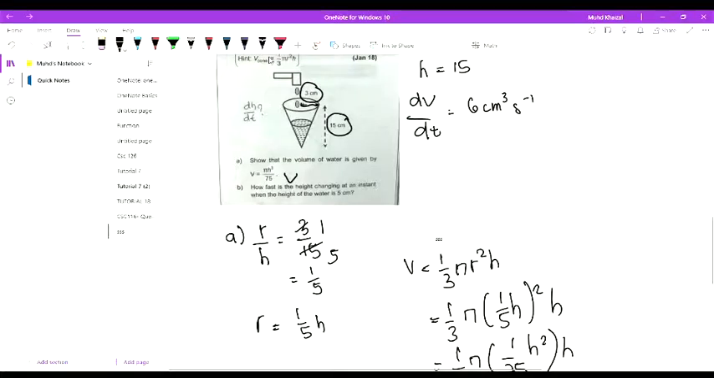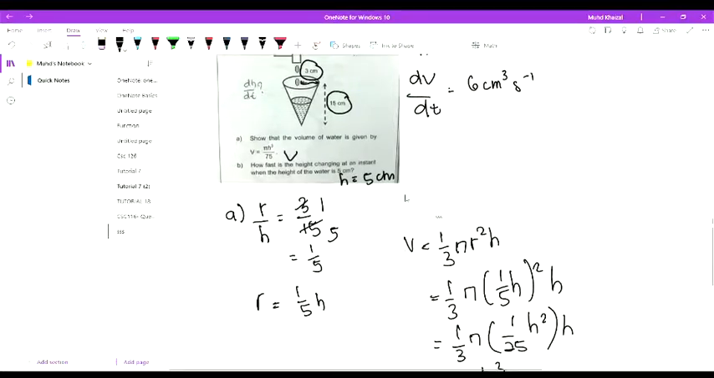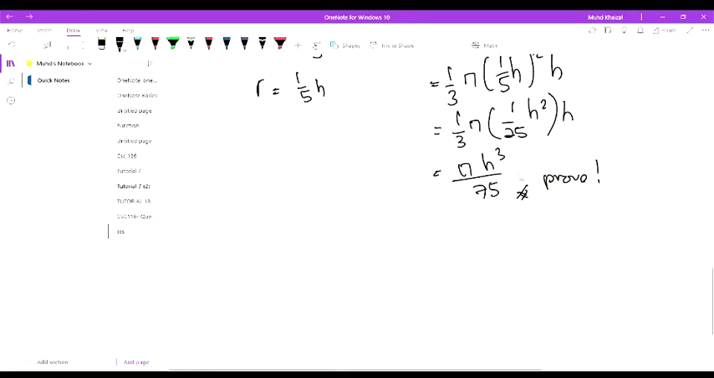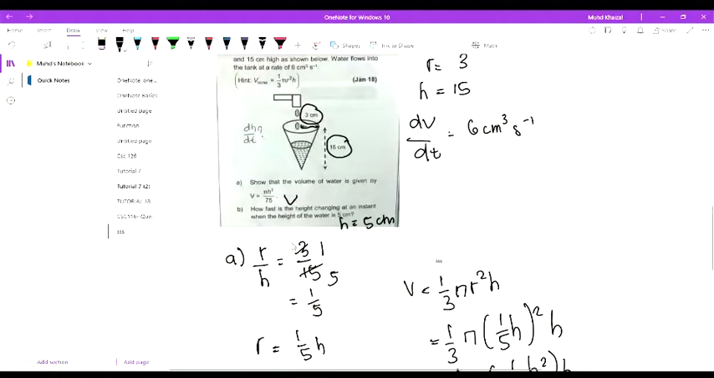How fast is the height changing at an instant when the height of the water is 5 cm? So we got the other information, H equals 5 cm. So how to solve this subquestion? We need to use the volume that we got just now. So we use back V equals pi H cubed over 75. We want to find how fast the height is changing.